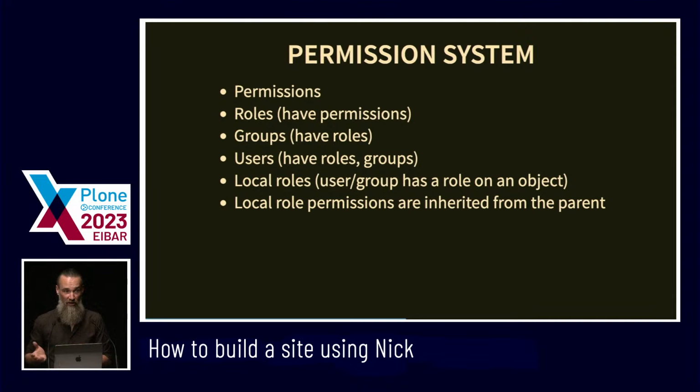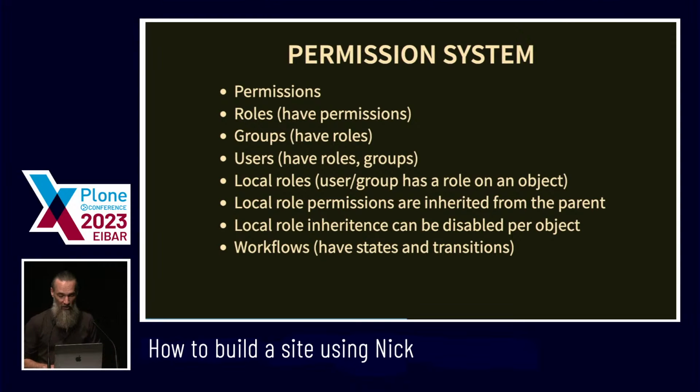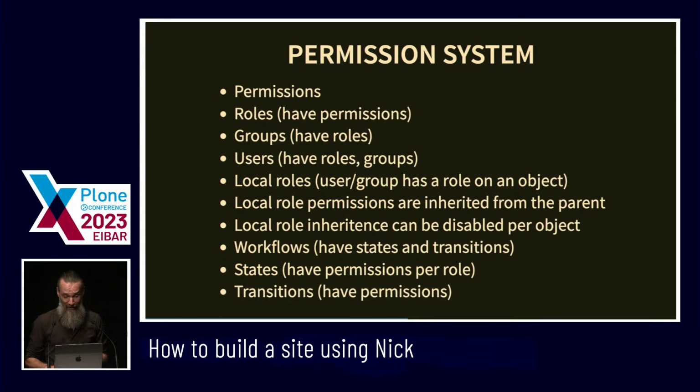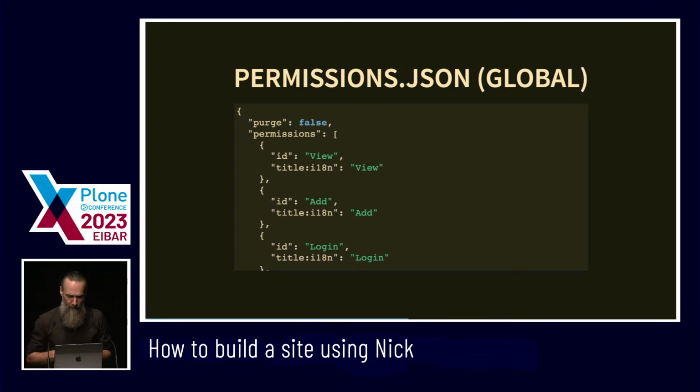Those permissions can be either inherited or not. So do you want to start over, or do you want to say, okay, from here on the website, I have the same permission as I'm specifying there. And then we have workflows as well. So objects can have different states, and also have permissions and transitions in there. We have states which have permissions, and yeah, there's a lot of things going on, right? So how does it all work?